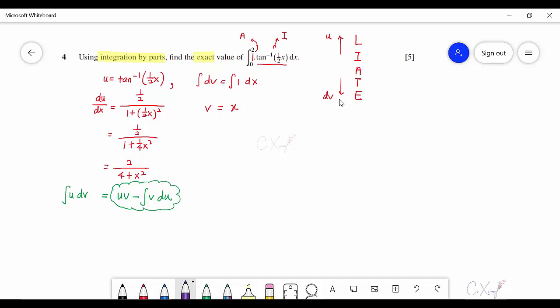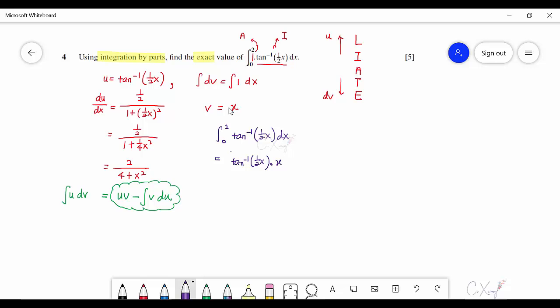Maybe I will put my solution here. My original question is the integral of tangent inverse half x dx. It is equal to uv. You can see the uv here. So what is my u? u is originally tangent inverse half x, so you just put in tangent inverse half x, multiplied with v. So what is your v? v is this one, which is the x.